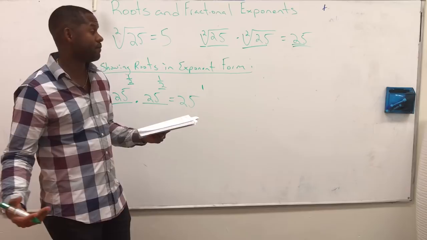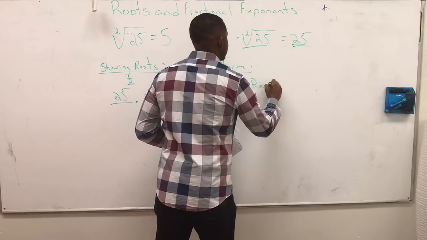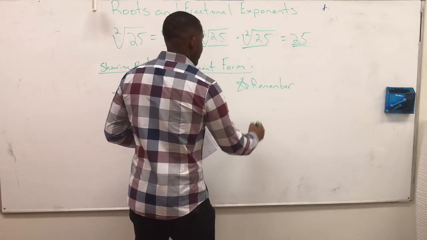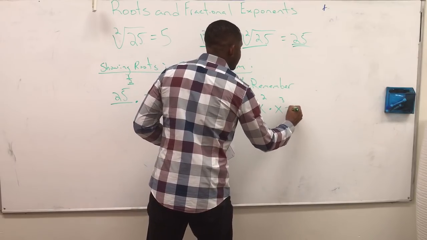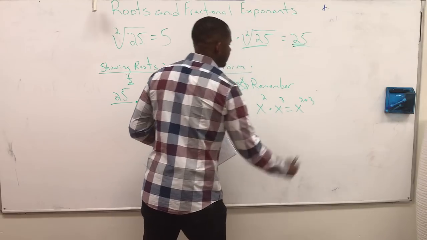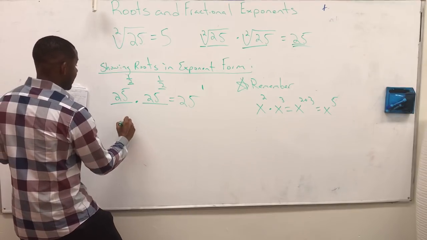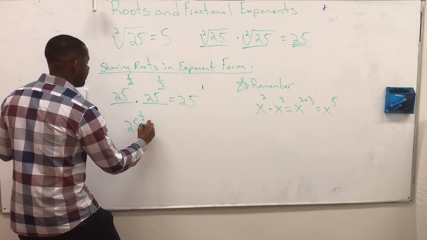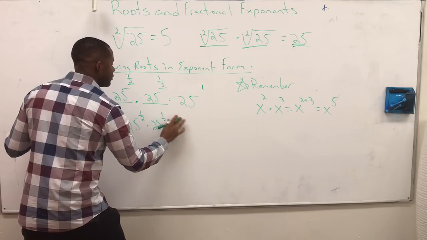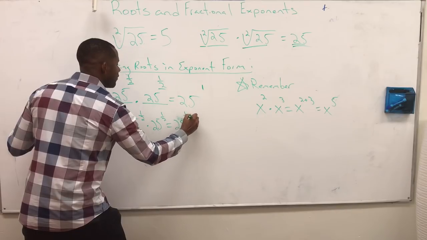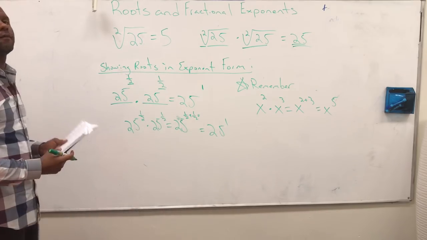Well, why is that? Well, let's go back and put a star and write remember. Right? If I took x to the second times x to the third, that means x to the 2 plus 3, right? Which equals x to the 5th. So, in this case, 25 to the 1/2 times 25 to the 1/2 is 25 to the 1/2 plus 1/2, which equals 25 to the first power.